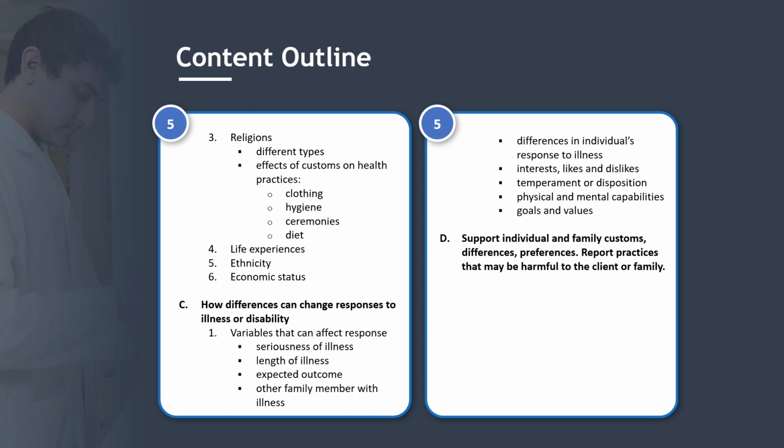The seriousness of the illness, the length of the illness, the expected outcome, other family members who may have the illness, differences in individuals' response to the illness, interests, likes, and dislikes, temperament or disposition, physical and mental capabilities, goals and values. D. Support individual and family customs, differences, and preferences. Report practices that may be harmful to the client or family.